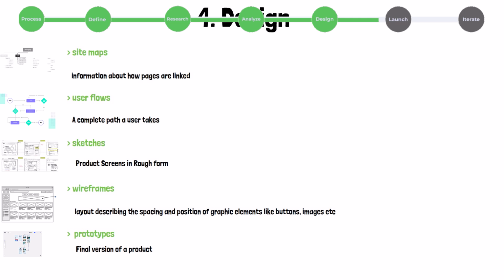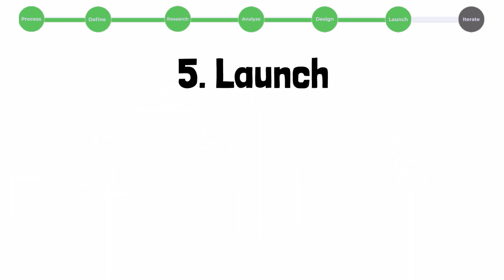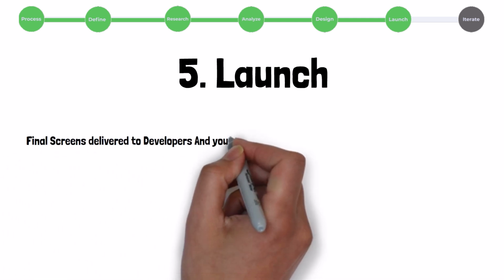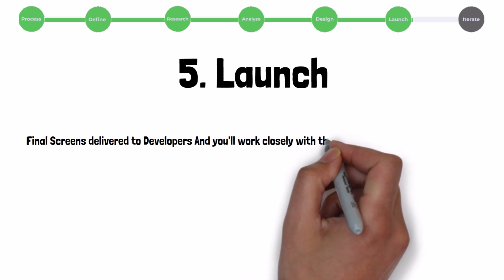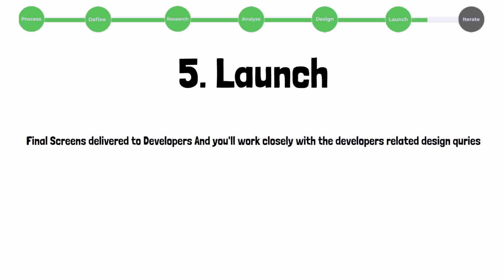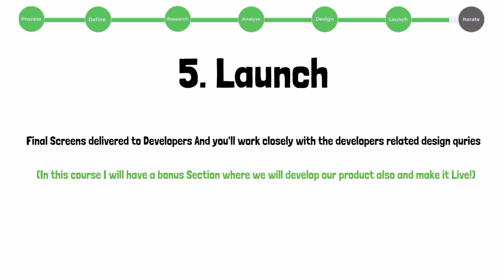Once you have designed, the 5th step is launch. After testing and refining the prototype, the final step is implementation. This is where the design is handed off to the development team to be built. As a designer, you will work closely with developers during this stage to ensure that the final product matches your design and meets the user needs. And as far as this course is concerned, we will not just design but develop our product also.